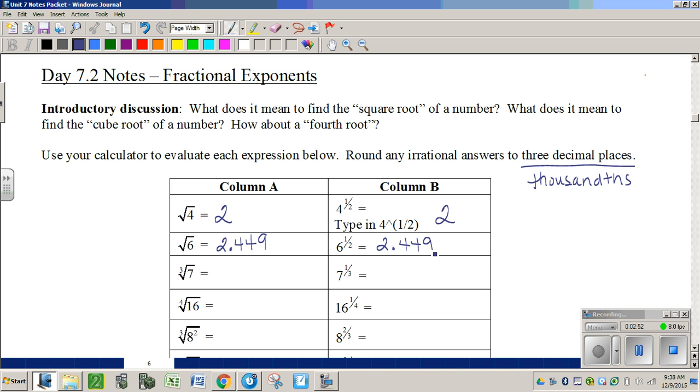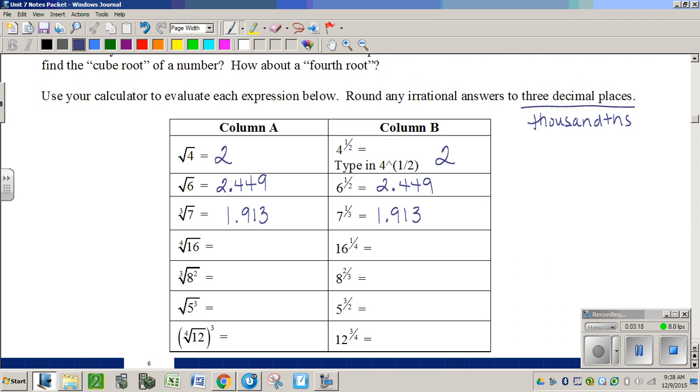Okay, anytime you raise anything to the 1/2 power, it's the same thing as taking the square root of that number. So the same is going to go for the cubed root of a power. It's the same as raising it to the 1/3. So if I take the cubed root of 7, I'm going to end up with 1.913. And if you check in your calculator, if you raise it to the 1/3 power, you're going to get the same answer. All right, fourth root of 16.